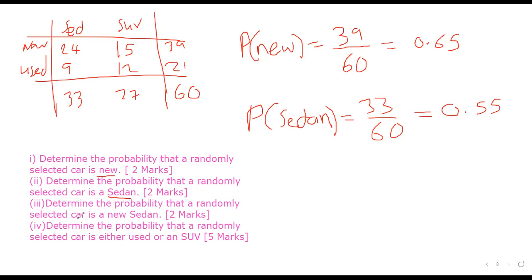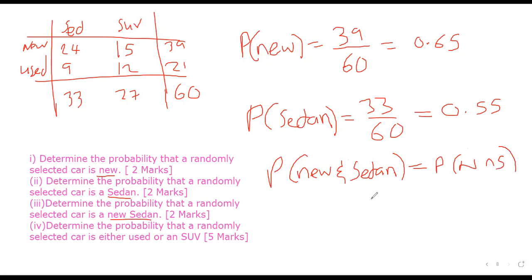Now, determine the probability that a randomly selected car is a new sedan. This means we're looking at the probability of new and sedan. New sedan is one word, the same as new and sedan. The word and means what? Intersection. Excellent, intersection. So N intersection S. So what are we looking at?